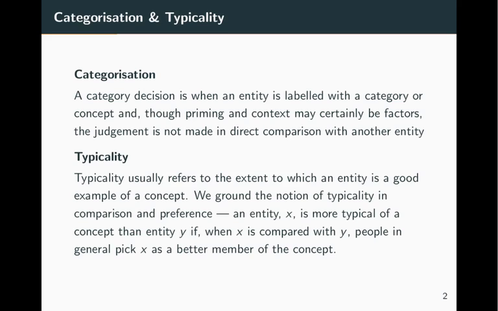To first clarify what we mean by categorisation and typicality, a category decision is when an entity is labelled with a category or concept and the judgment isn't made in direct comparison with another entity. We contrast this with the notion of typicality, and we ground typicality in comparison and preference. So we say an entity X is more typical of a concept than an entity Y if, when X is compared with Y, people in general pick X as a better member of the concept.